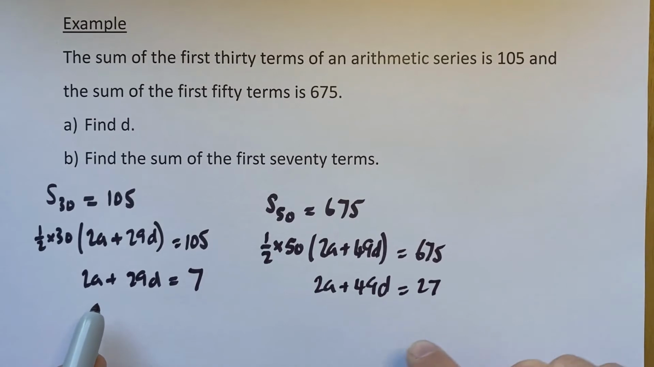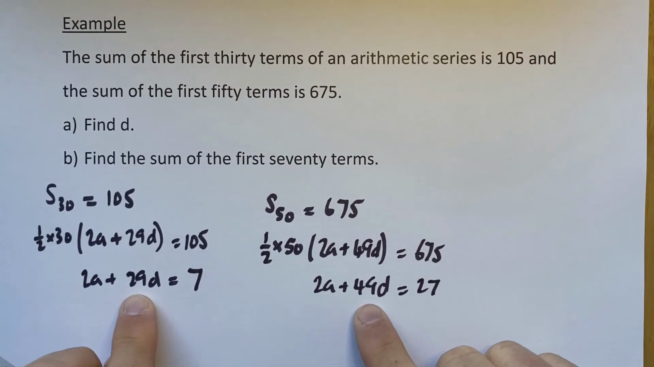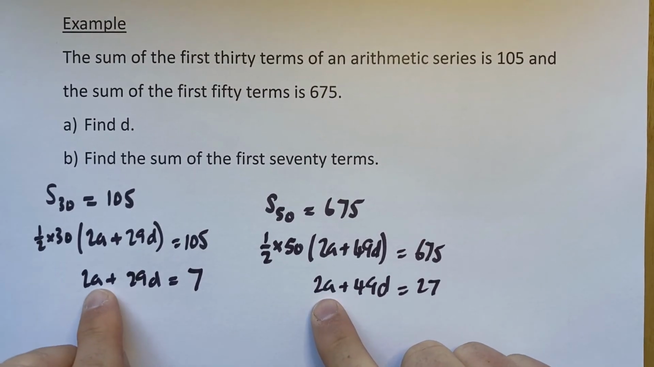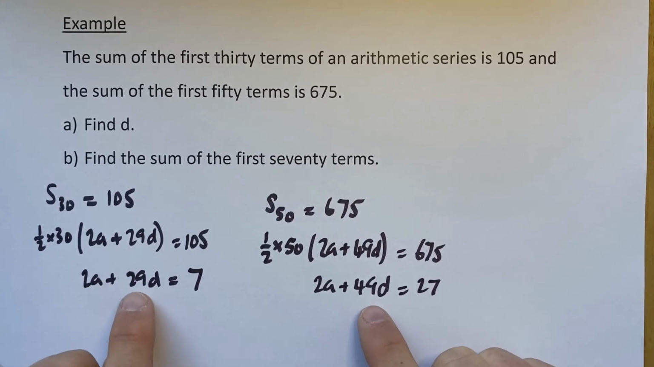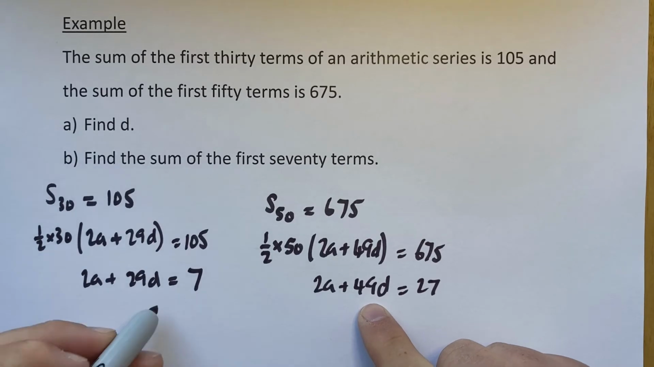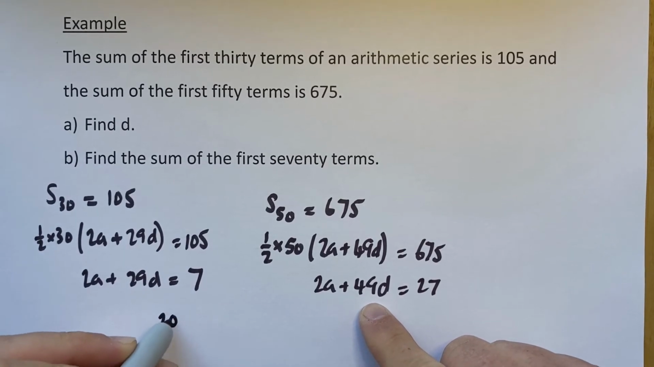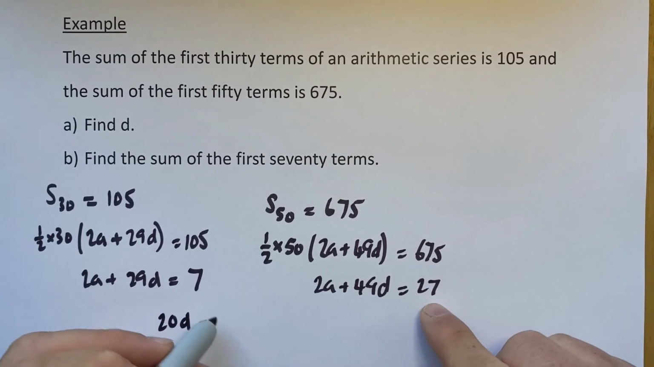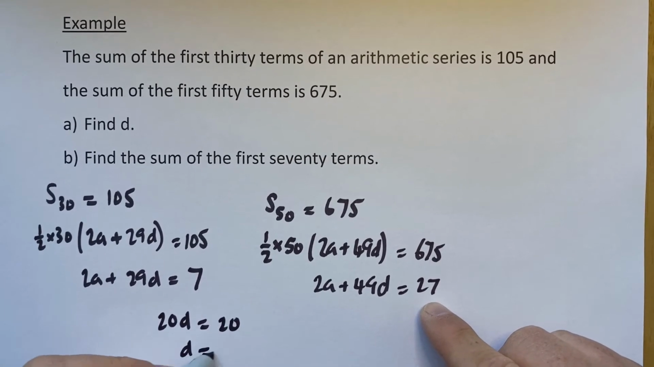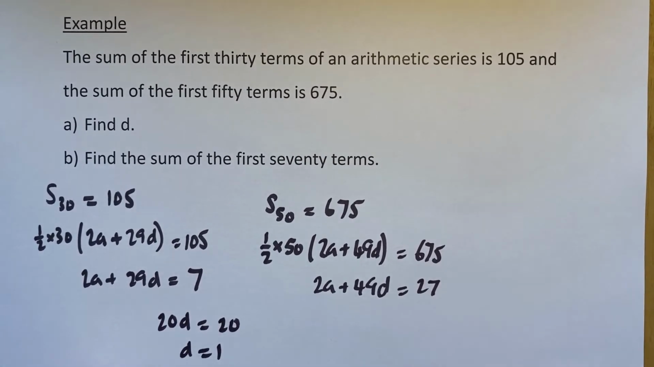Now to solve these two simultaneously, it's actually not that bad because they both have 2a. If I subtract the two equations, the 2a's go, and when I subtract those, I get 20d, and when I subtract the other side, I get 20. So d works out to be a nice value of 1.